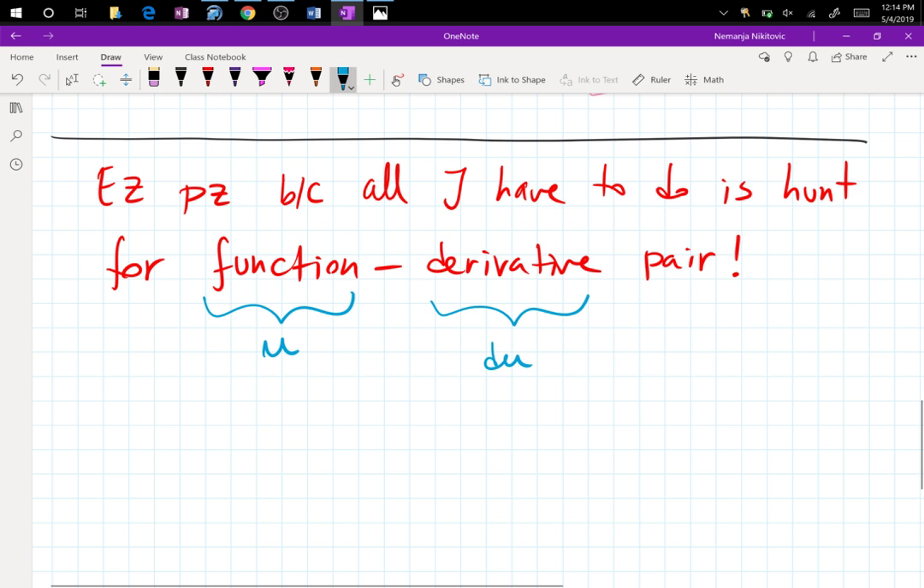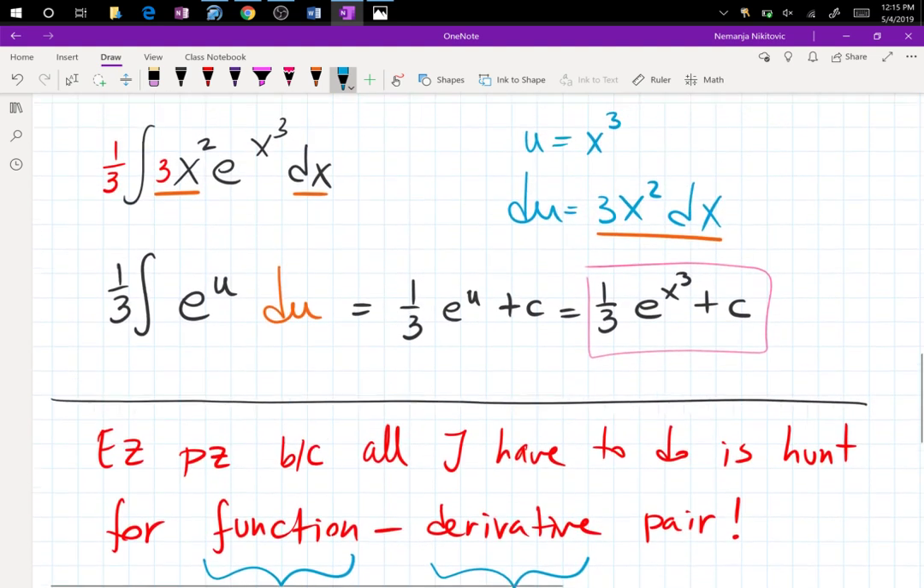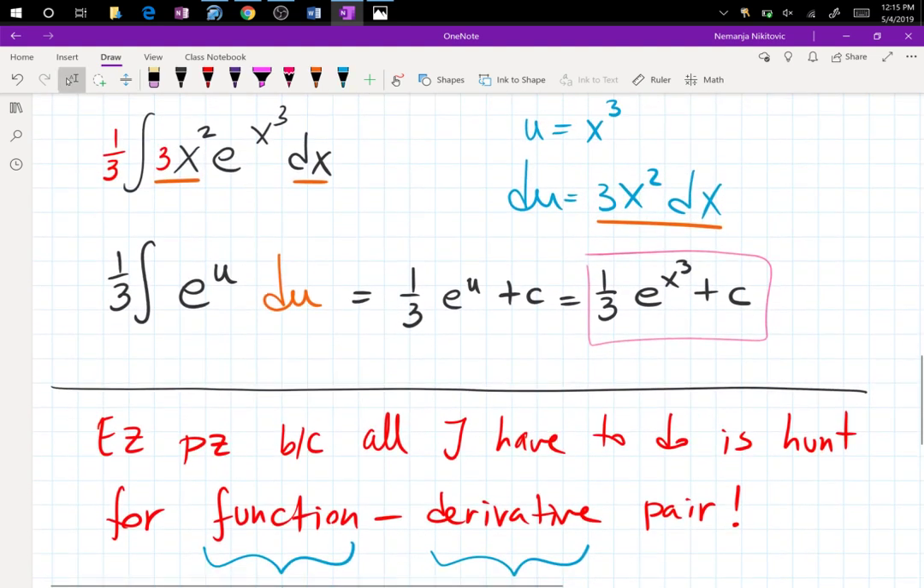Now, what do you have to be good with? You have to be good with derivatives, obviously, because you need to spot the function and its derivative. Now I'm going to go back to this problem that we just covered with this now knowledge of what to look for. And as I said, look for function derivative pair. Function is the one that you will differentiate to get. So function is the one that's going to be u.